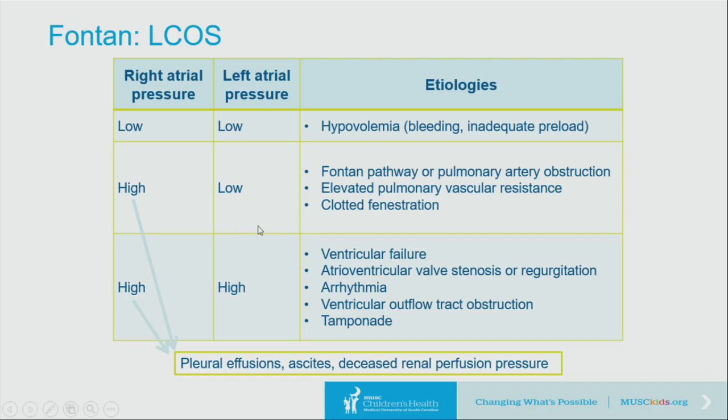Fontan patients with a low cardiac output state, one of the first things to do is look at their intracardiac filling pressures. If they're both low, that patient may need volume, or may be bleeding. If the Fontan pathway pressure is high and the left atrial pressure is low, that suggests a problem somewhere along the pathway or in the pulmonary artery bed, or, if a patient had a fenestration, it could be a sign that it's acutely clotted. But if both the Fontan pathway pressure and the left atrial pressure are high, then you need to start thinking about problems on the systemic side of the heart, such as ventricular function, AV valve regurgitation, arrhythmias.